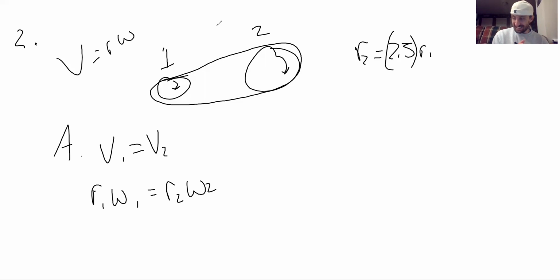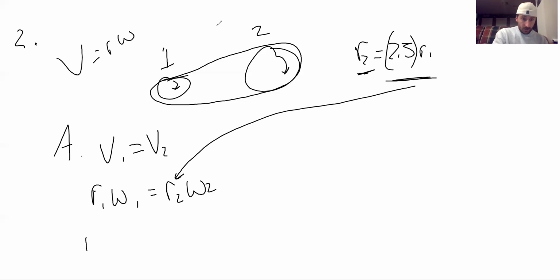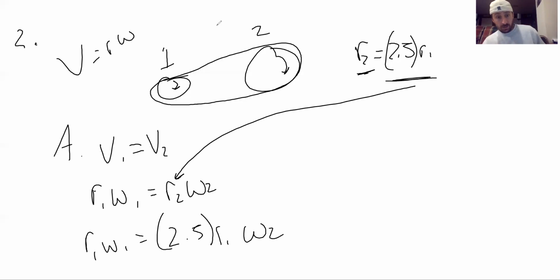All right? And in this case, I know R2 is equal to this, right? So I'm going to basically plug that in here again. R1 omega 1 equals 2.5 R1 times omega 2 on the second wheel. All right? What's going to happen here is the radiuses are going to cancel out, and when I cancel this out, I get omega 1 is equal to 2.5 times omega 2.